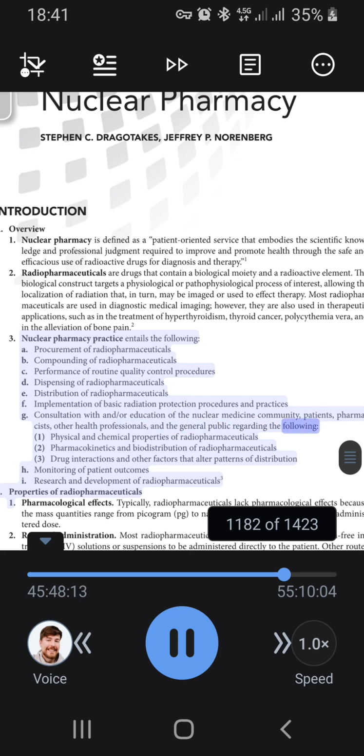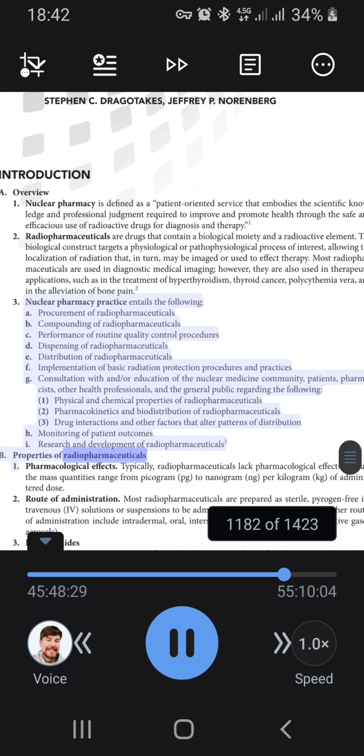1. Physical and chemical properties of radiopharmaceuticals. 2. Pharmacokinetics and biodistribution of radiopharmaceuticals. 3. Drug interactions and other factors that alter patterns of distribution. H. Monitoring of patient outcomes. I. Research and development of radiopharmaceuticals. B. Properties of radiopharmaceuticals. 1.